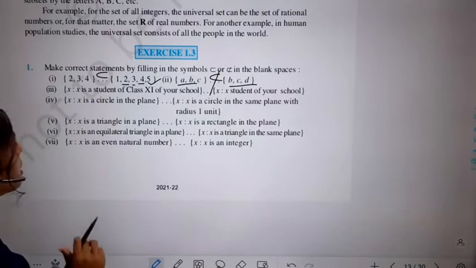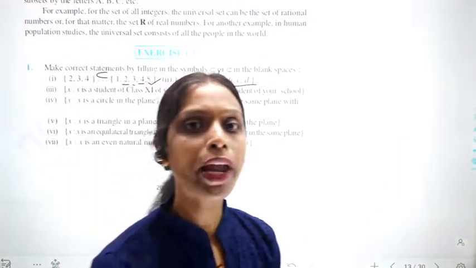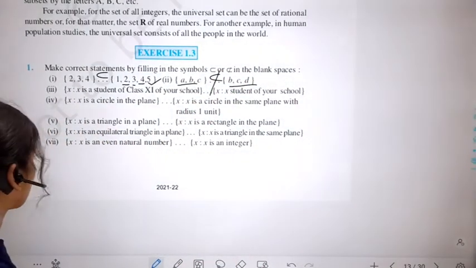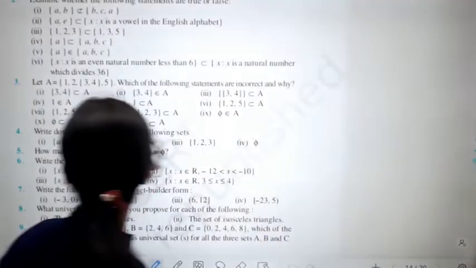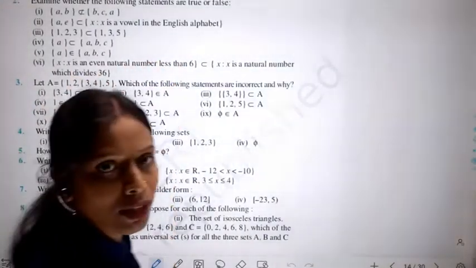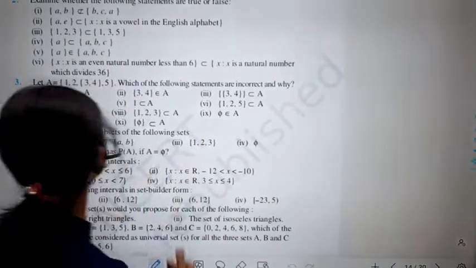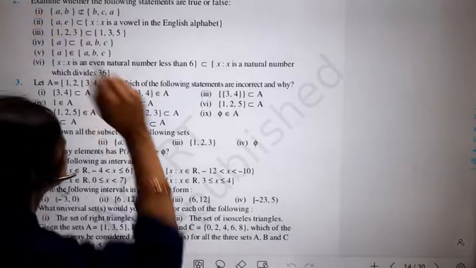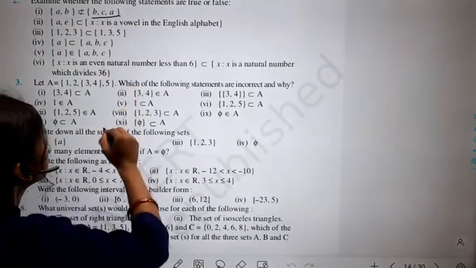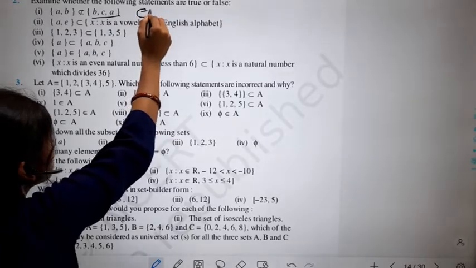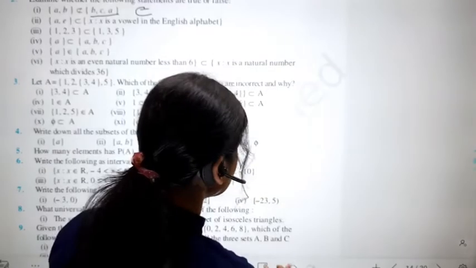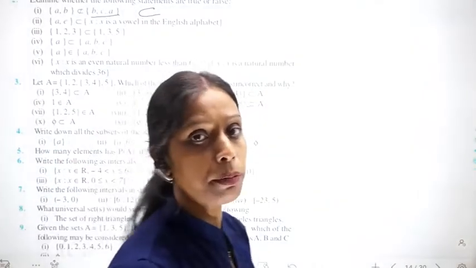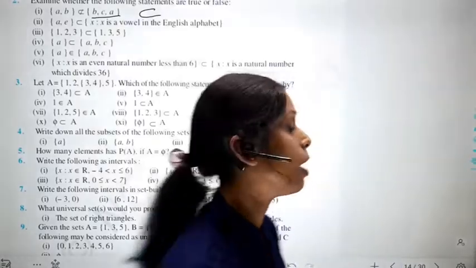Now you have to practice more and more at home and solve these questions accordingly. Now the next one: which one is true and which one is false. You can see here AB. AB is also an element of this set, that's why this is false. We will represent this symbol here.